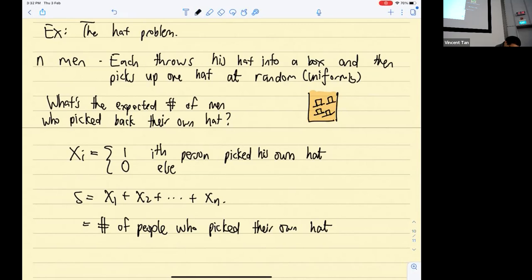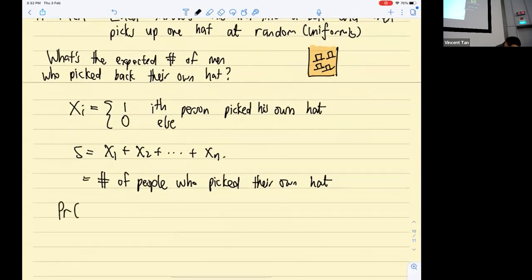In any case, what is the probability that X_i is equal to 1? There are n hats, and I'm going to put my hand inside to pick one of the n hats. It's 1 over n, uniformly at random. So the probability that X_i is equal to 0 is, of course, 1 minus 1 over n. These two must add up to 1.